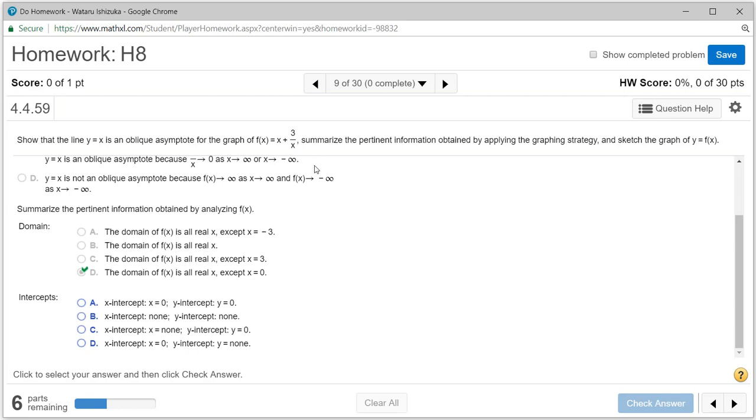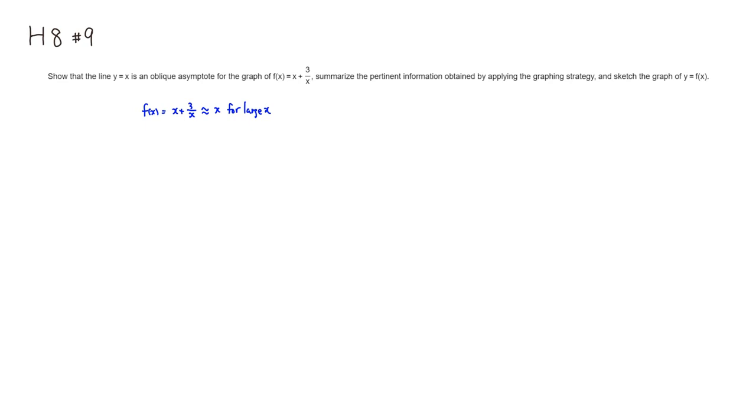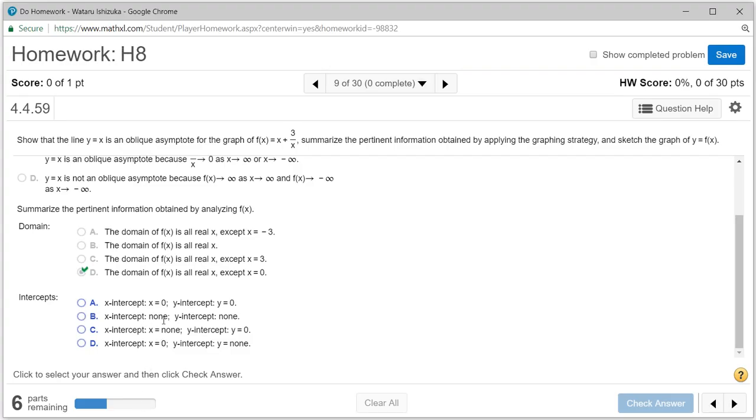If you want to find x intercepts, we set this equal to 0. So if you set x plus 3 over x equal to 0, I don't like fractions, so I'm going to multiply both sides by x. You get x squared plus 3 equal to 0. But you can see that this equation is never true because x squared plus 3 is always positive. It's never equal to 0. So there are no x intercepts.